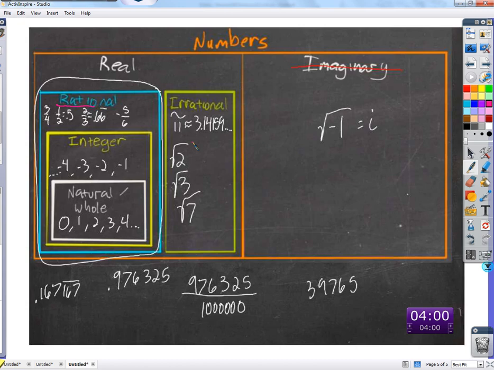Thank you. And you cannot write the square root of 2 as like 17 over 5 or something like that. That's not going to work. It'll never happen. Okay.